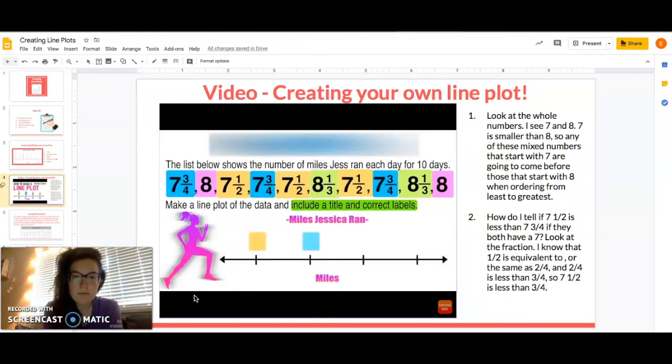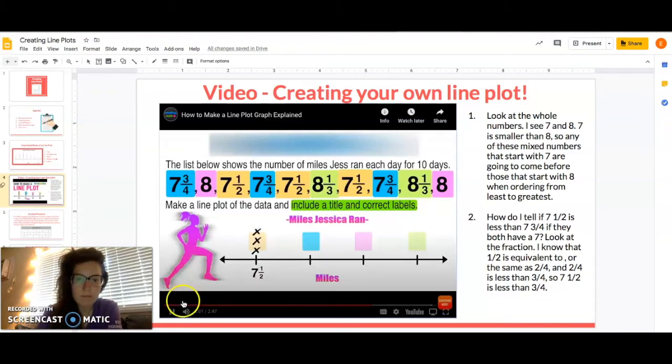Now we have to represent each of those 4 values on the line plot in order again from smallest to largest. Now starting with 7 1/2, we label that on our line, and we see that that value occurs 3 times. So we are going to include 3 X marks to show that that occurred 3 times. Remember that each of those X marks means one day that she ran that amount of miles. So she ran 1, 2, 3 days. On 3 days, she ran 7 1/2 miles.